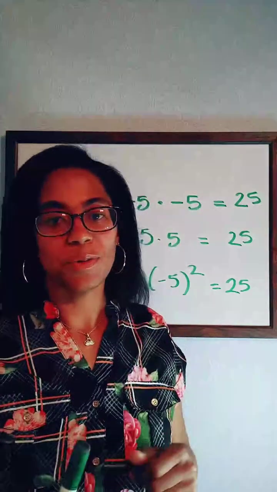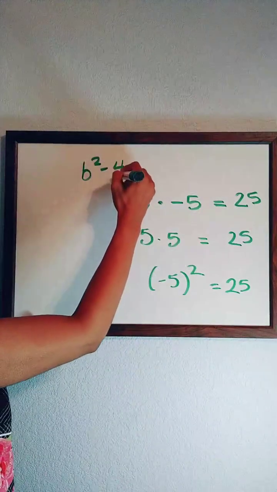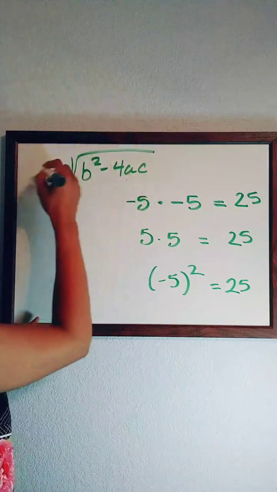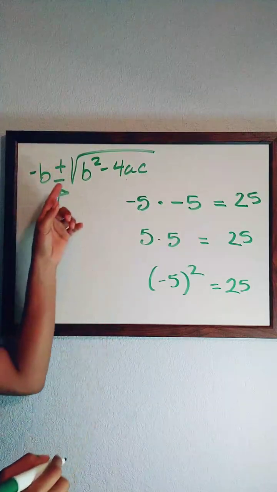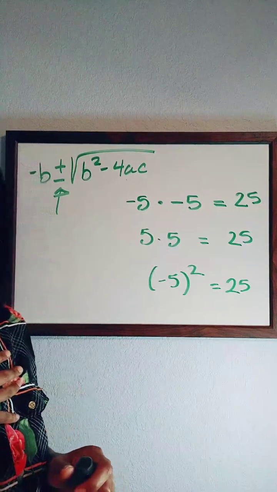Plus or minus the square root. That's what that is, when you do b squared minus 4ac, negative b plus or minus, square root always has a plus or minus in front of it.